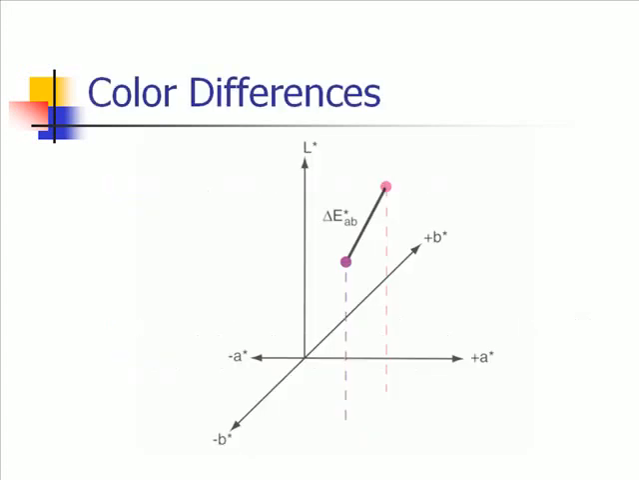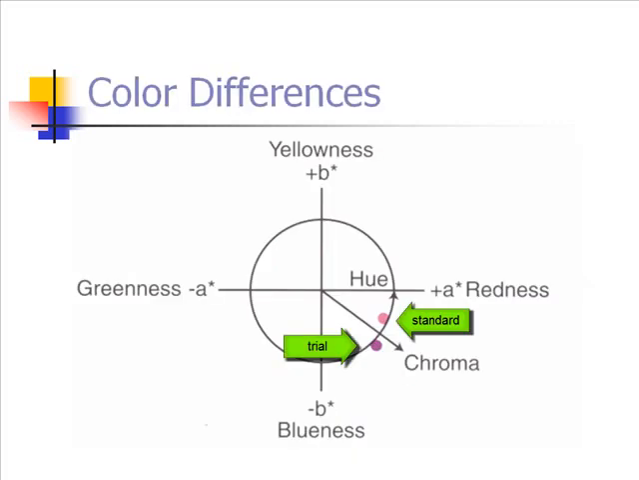We can have 2 samples here and look at them on a graph. Say this is our standard up here, the top one. The bottom one is our trial. So what can you say about the differences between those? Now compare your trial to the standard. What is it in terms of redness? Is the trial redder than the standard, or less red?